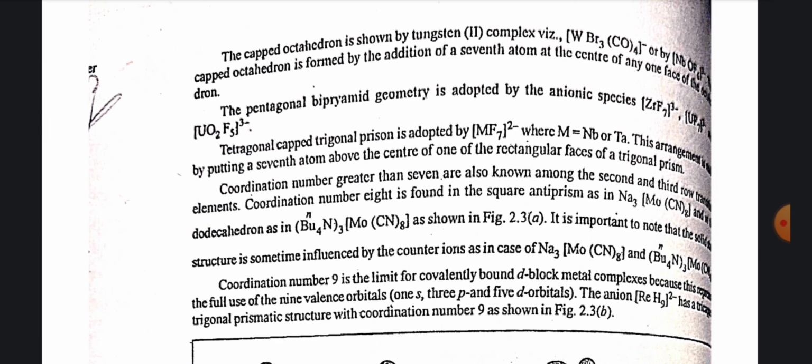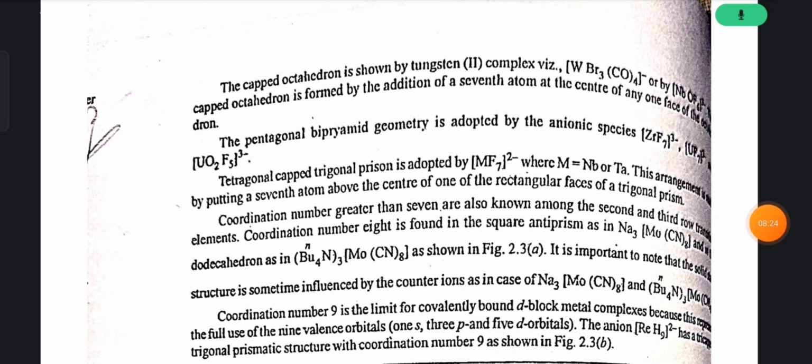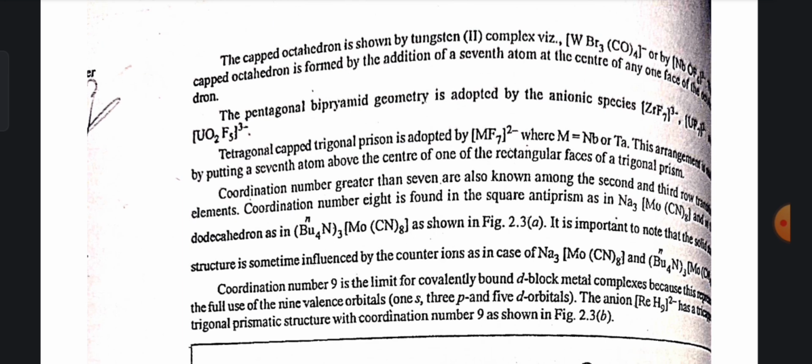There are only a few compounds in which the coordination number is 7. There are three geometric forms known in this case, shown as the monocapped octahedron, pentagonal bipyramid, and tetragonally capped trigonal prism, as shown below. The capped octahedron is shown by a tungsten complex, shown here. The capped octahedron is formed by the addition of a seventh atom to the center of any face of the octahedron.